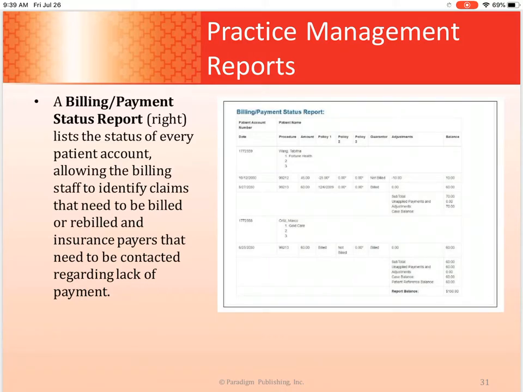This report lists the status of every patient account, allowing the billing staff to identify claims that need to be billed or rebilled, and insurance payers that need to be contacted regarding lack of payment. Payments from payers may come in the form of electronic funds transfer or a check, and the billing supervisor receives a remittance advice report that lists the patient's information and amount paid by Medicare and other payer to the physician practice. Now, let's talk about some different production reports.